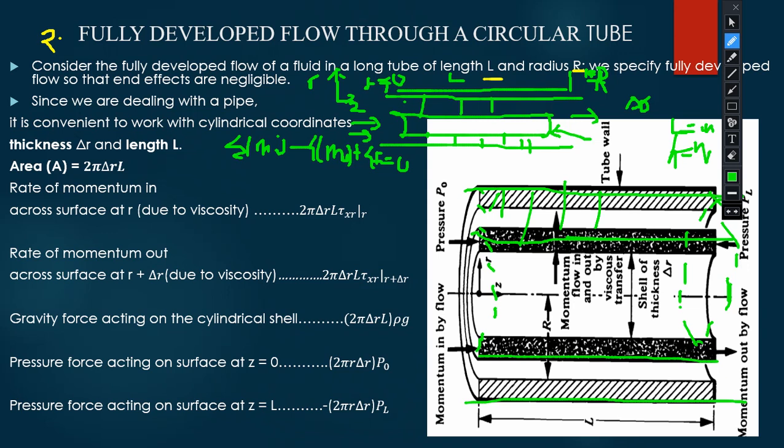across the surface r, due to viscosity. Now look, we know that momentum, the force actually, is mass times velocity. We also know that the shear stress is force over area. So from here we can say that force is equal to stress times area.